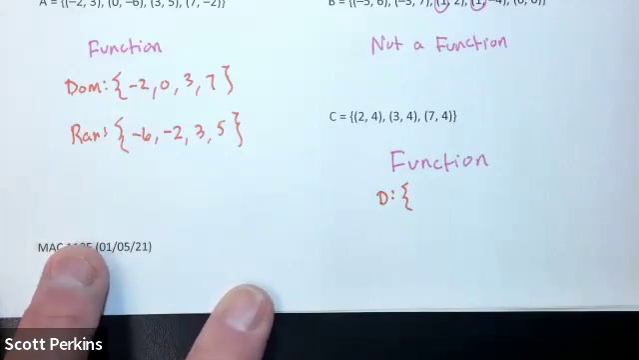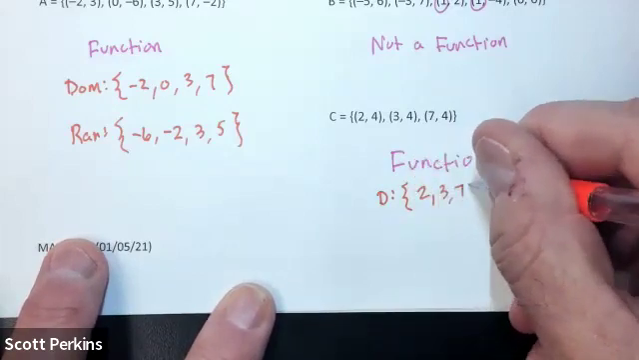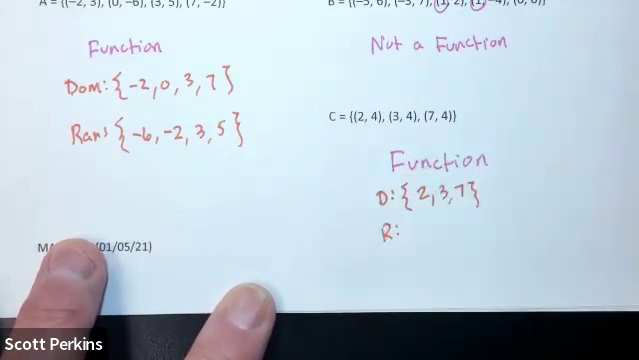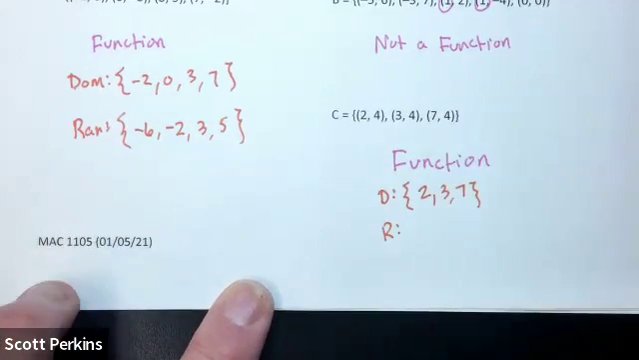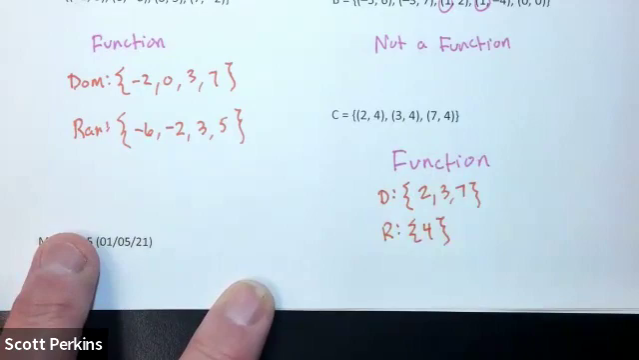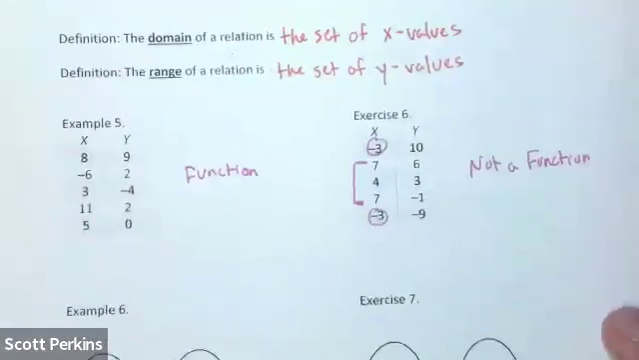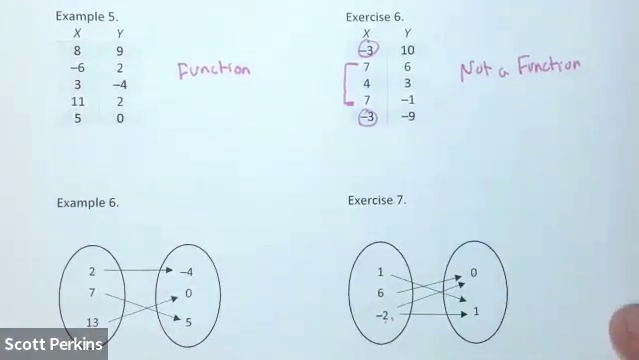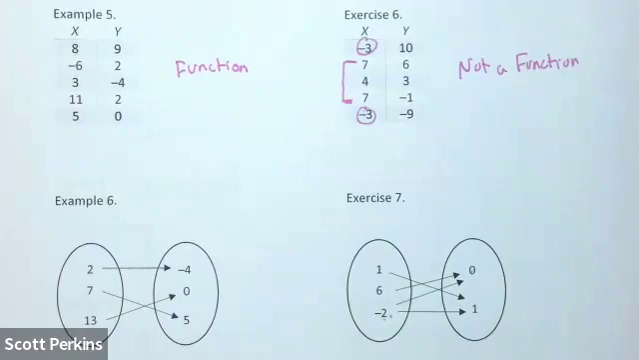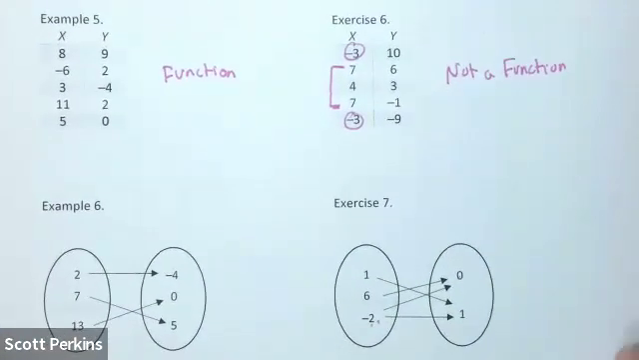What's the domain of relation C? Yep, 2, 3, 7. Thank you for saying it loud and proud. I love it. What's the range of relation C? Yeah, just the number 4. Great. So I'm just going to put that in my braces. I'm going to flip the page. I would like you to do the same thing, just identify the domain and range of example 5 and exercise 7, the first and the last of what we just did a few moments ago.